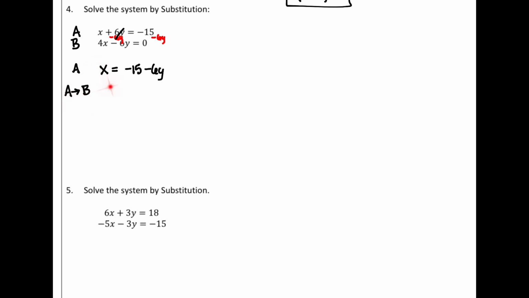This is my substitute step. Okay, so I'm going to write B again. 4x minus 6y equals 0. But x is what we just did. So since I did it in red up top, I'm going to substitute in red. So negative 15 minus 6y, parenthesis, minus 6y equals 0.